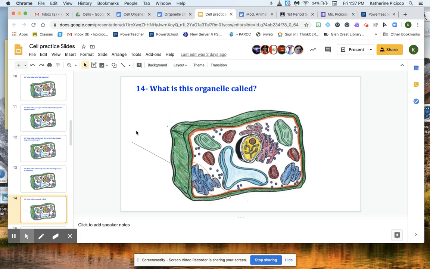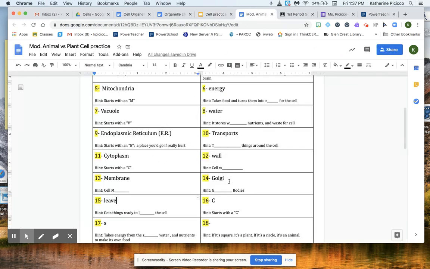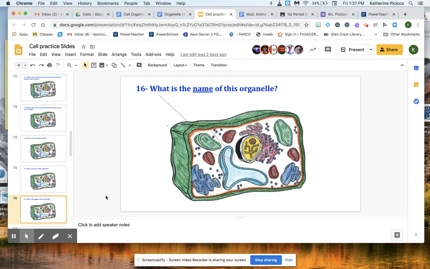Okay. All right, next one, number 15. What is the job of this organelle? And we just did that. Whoops. Oh, I guess I did that. Sorry. Its job is to leave the cell. Yeah, or to get ready to leave the cell. Sorry about that. Okay, so let's go to 16. Oh, sorry. 16 is what is the name of this structure?